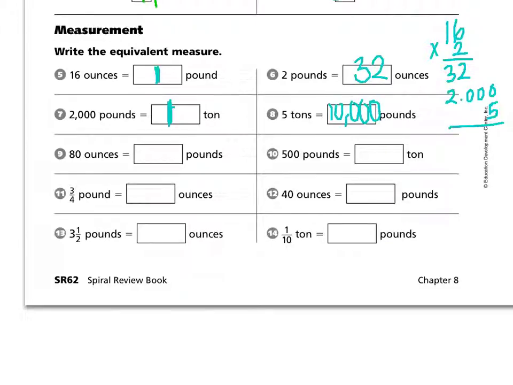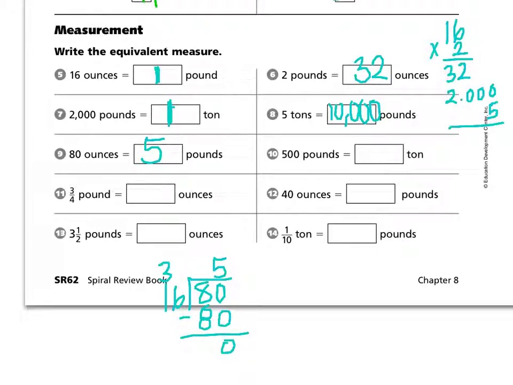80 ounces equals how many pounds? So I need to take 80 and divide it by 16. And I know that 5 times 15 is going to be 75, so I'm going to do 5 times 16 and see if I get 80. 5 times 6 is 30. 5 times 1 is 5, plus 3 more is 80. Subtract. So I know that 80 ounces is 5 pounds.